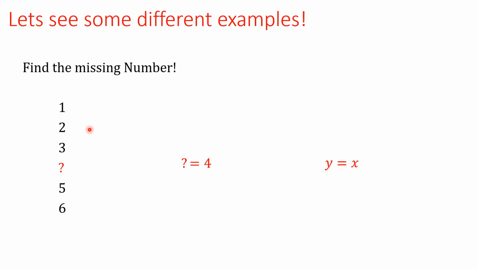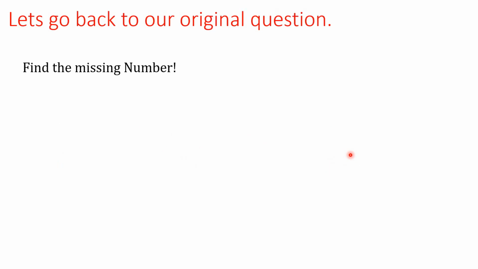See here, what will happen when you look at the differences between the terms? We get 1, 1, 1, right? So the first difference is constant, therefore there is this 1 degree polynomial, which is y is equal to x. This is a pretty simple example. Okay, let's go back to our original example. So we have this 1, 3, 7, question mark and 21. We have to find this missing number.